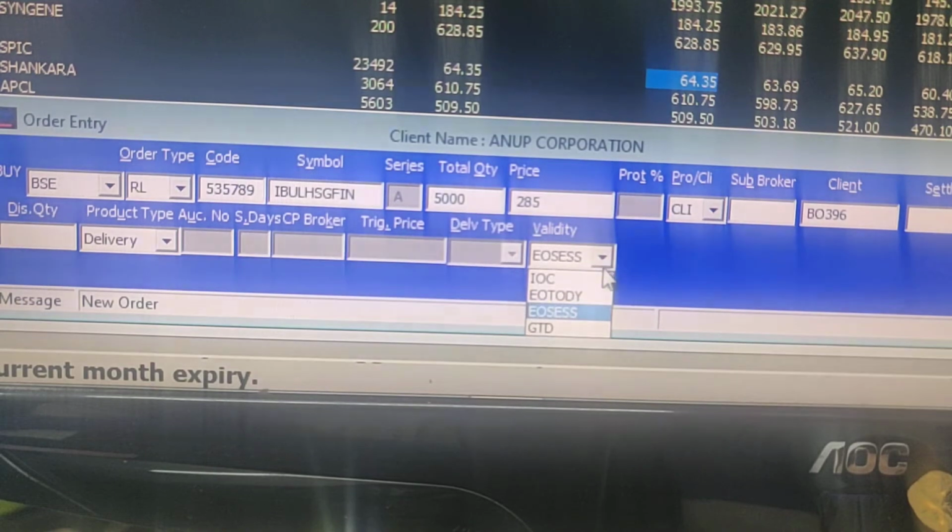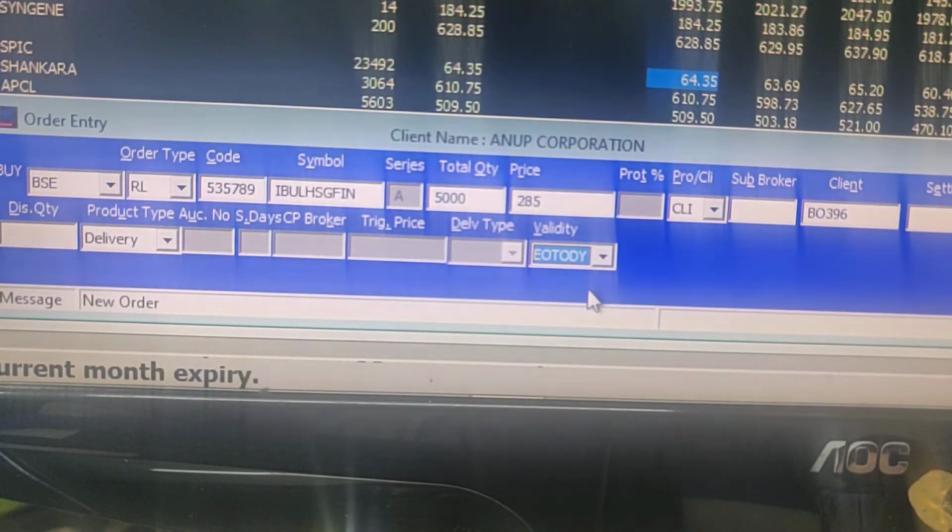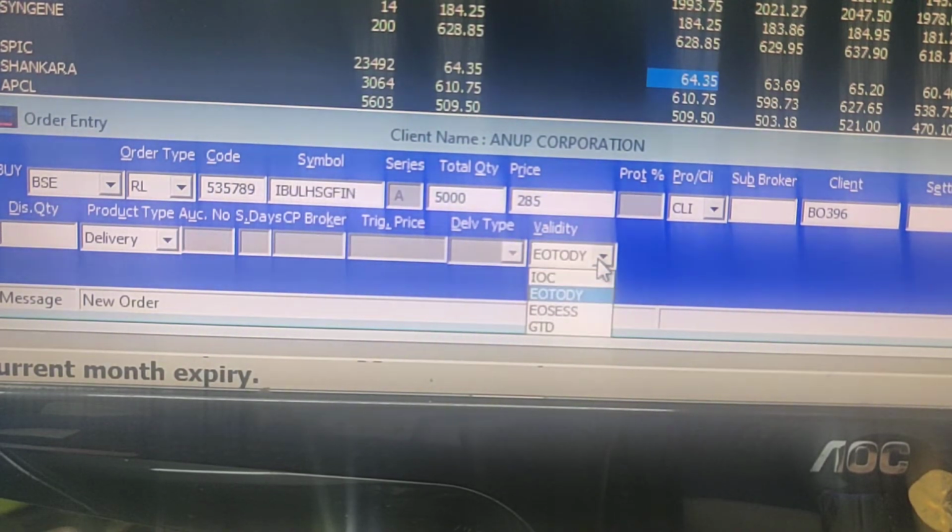Next option is end of today. End of today means that whatever order you are putting, if you are putting at end of today, then that order will be there in the system till 4 p.m. That is, in the post closing session also the order will be there in the system. After that it will be deleted.